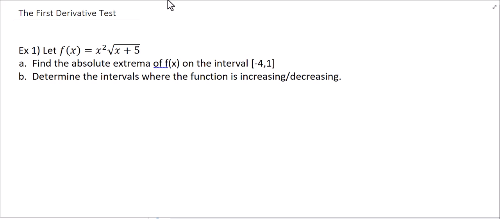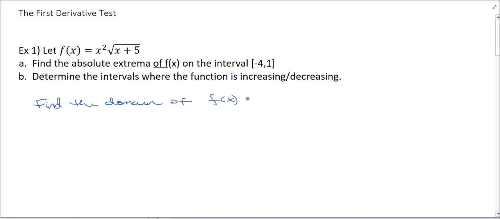In two parts, we want to find the absolute extrema on the closed interval. So at first glance, I see I have a square root, and I see that my interval contains negatives, so I'm a little bit worried about the domain of the function. So let's find the domain of our function real quick. Find the domain of f of x to make sure that we can find absolute extrema on that closed interval. So what do you know about the domain?